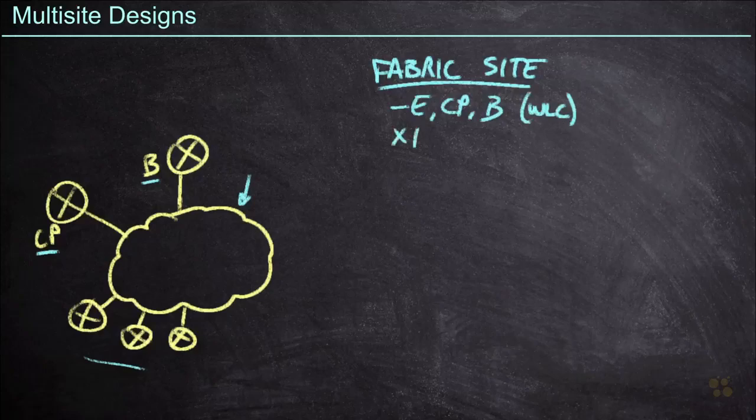This is independent of physical locations. For example, when we look at these fabric edge nodes down here, one of these could belong to a closet in building 1, but another of them could belong to a closet in building 2.